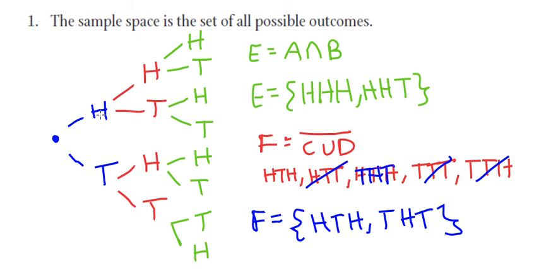But again, you've got heads, tails, heads, and tails, heads, tails. That is all you've got that don't have a consecutive for either.